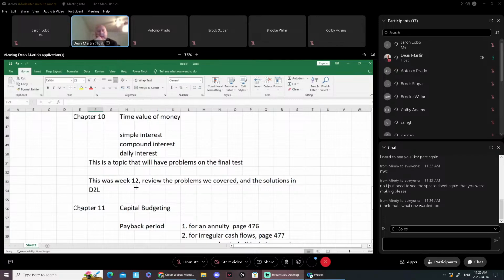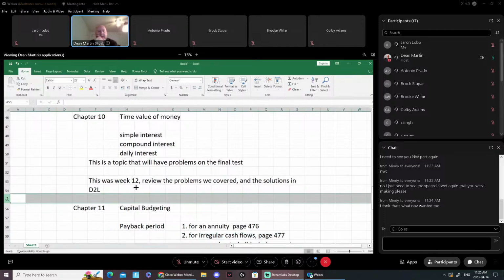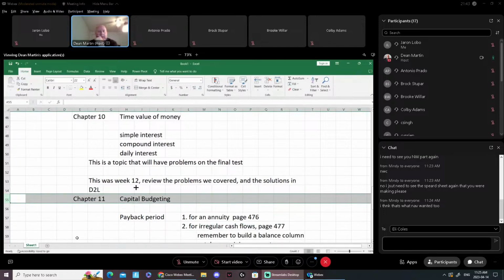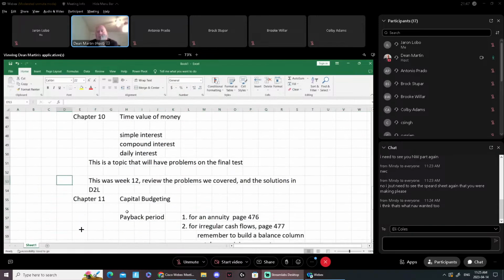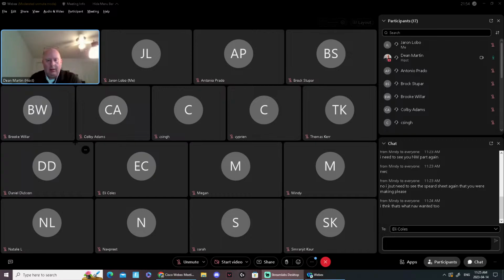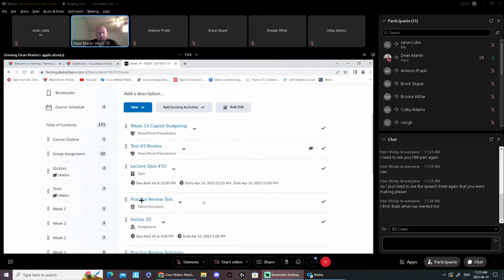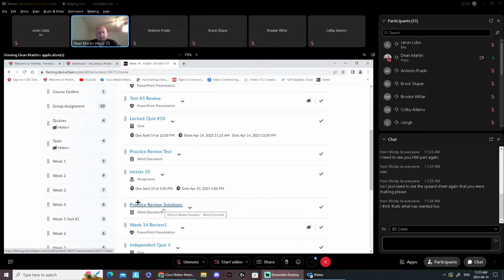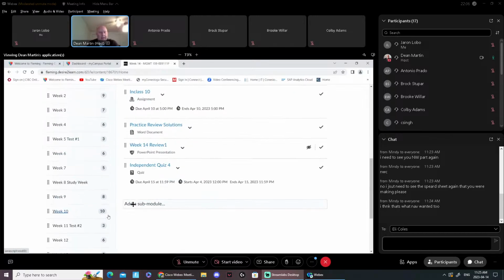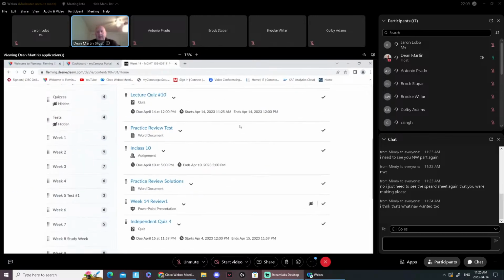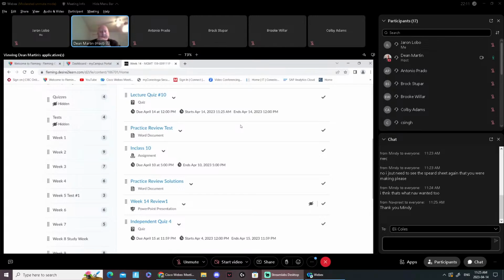Along with, let me include this, net working capital. There will probably be a problem for net working capital. Time value of money, capital budgeting, net working capital. At this point, hopefully everyone's prepared enough that you're now going in to look at the practice test and some of the problems from weeks 12 and 13, learning capital budgeting.